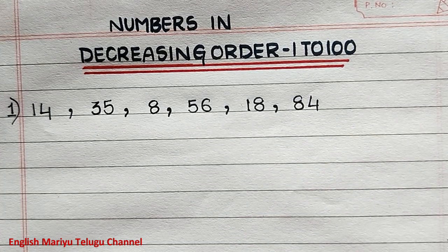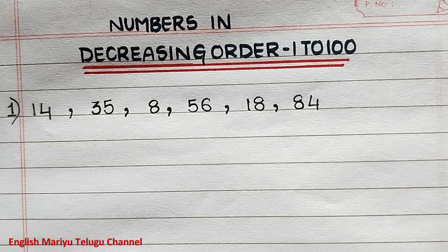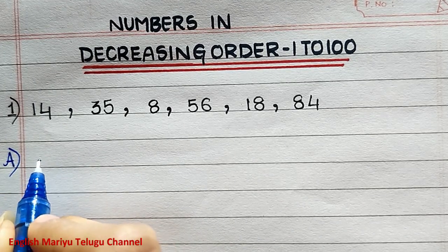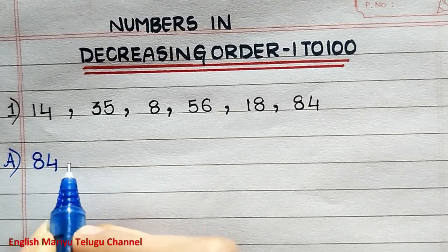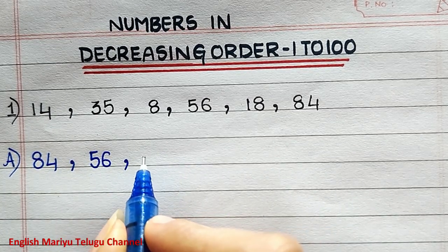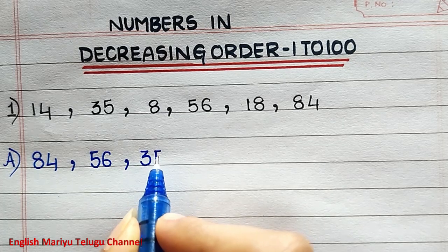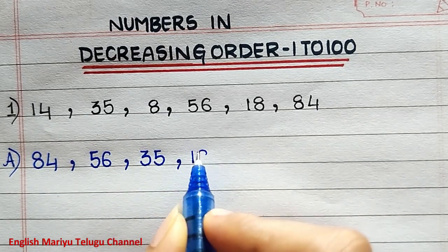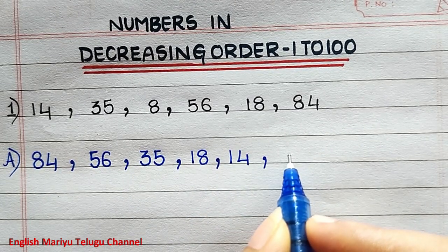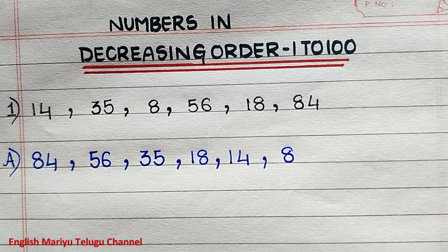First question: 14, 35, 8, 56, 18, 84. Answer: 84, 56, 35, 18, 14, 8.